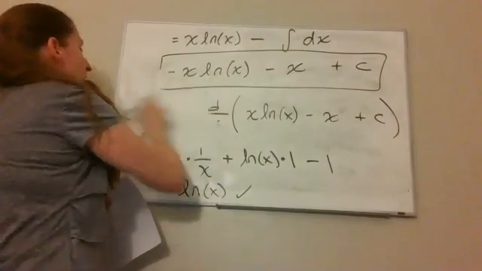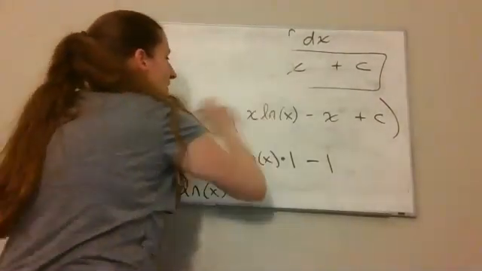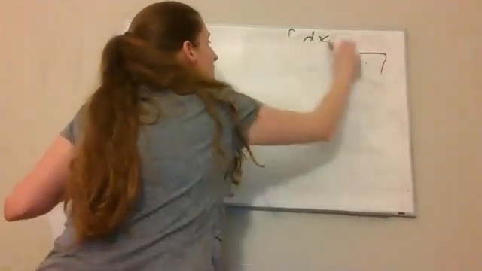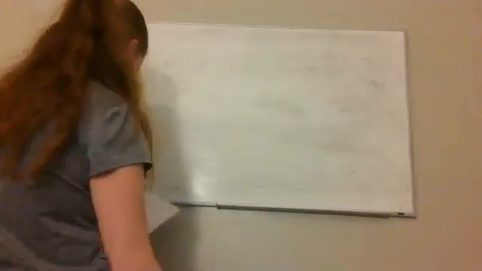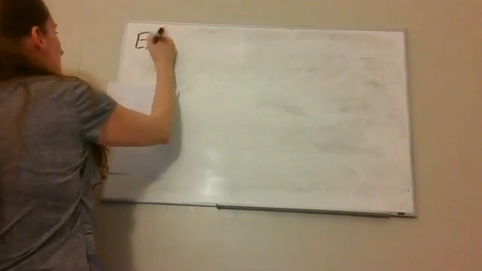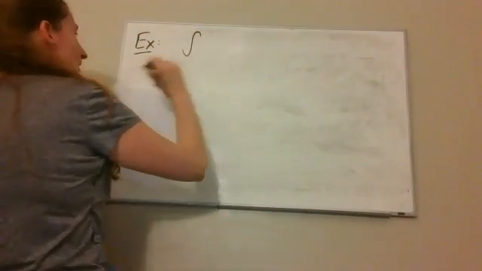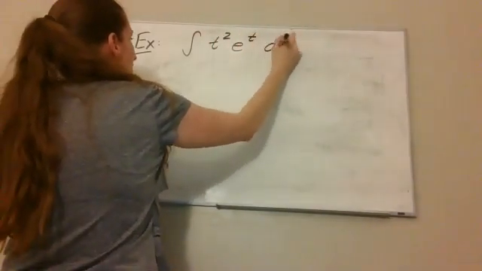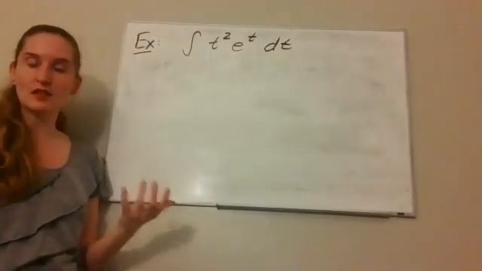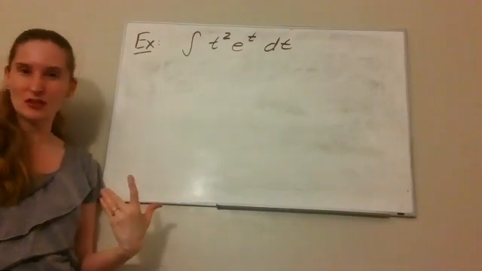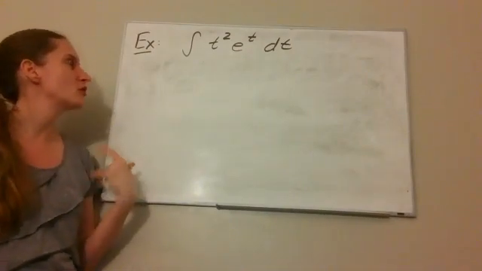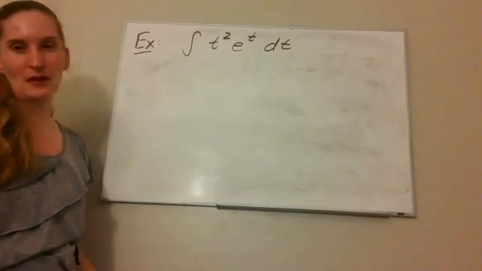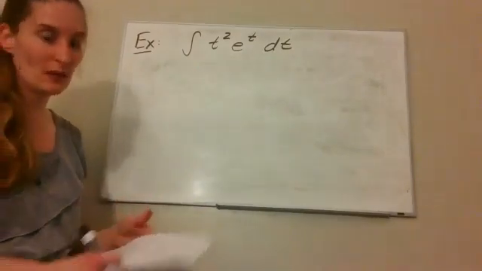Let's do some more examples. Let's find the integral of t squared times e to the t dt. So I'm going to want to use integration by parts again because substitution does not help me here. If you tried to do substitution with u equals t squared, it's not going to work. Or u equals e to the t, that's also not going to work. So we're stuck unless we use integration by parts.